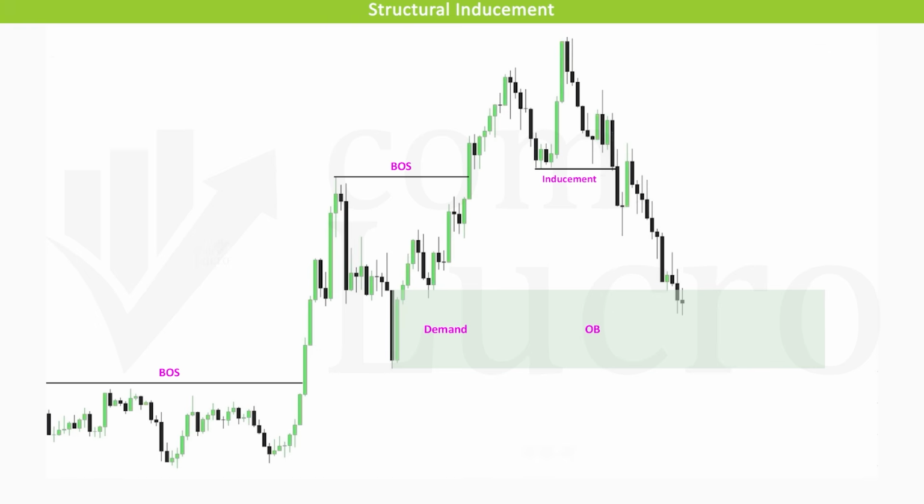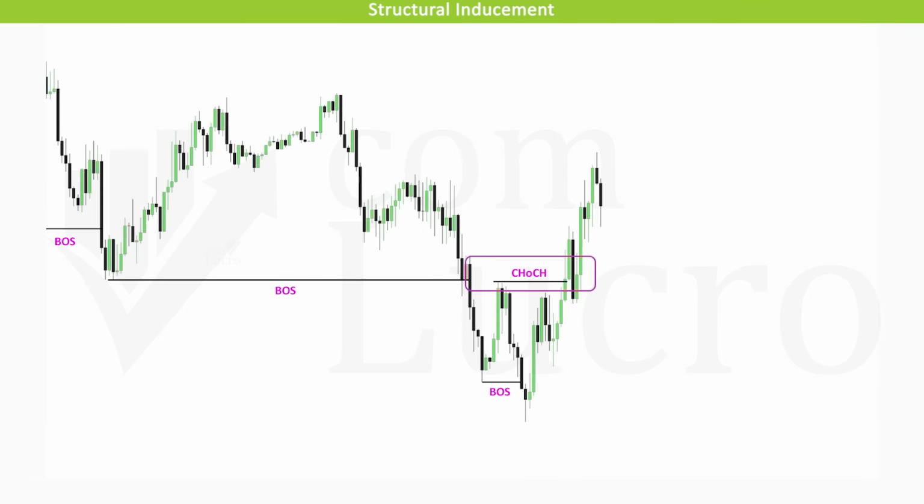Understanding this concept allows you to avoid false structure breaks, identify liquidity-driven pullbacks more effectively, and remain aligned with the true direction of the market, instead of getting caught in inducement traps. Now, let's examine another chart example.